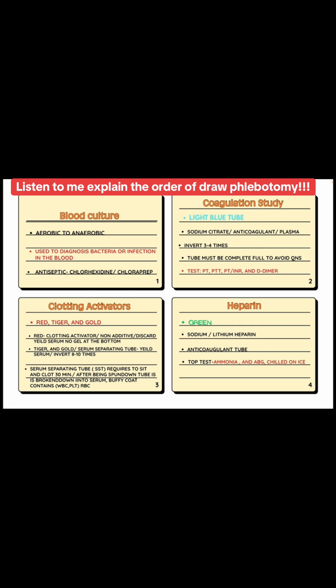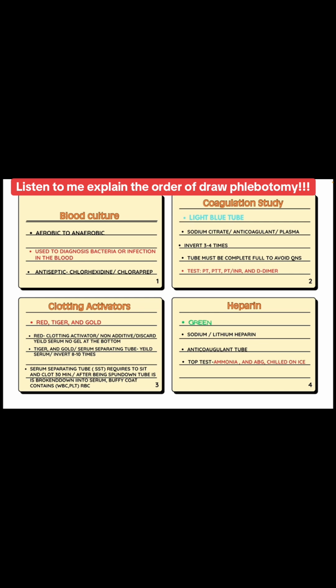When we look at our sample of an SST and it is now broken down because it's been centrifuged, you will see the serum at the top, and then you have your buffy coat in the middle that contains your white blood cells and platelets. And then underneath that, you will see your red blood cells. This particular tube will be sent to chemistry.